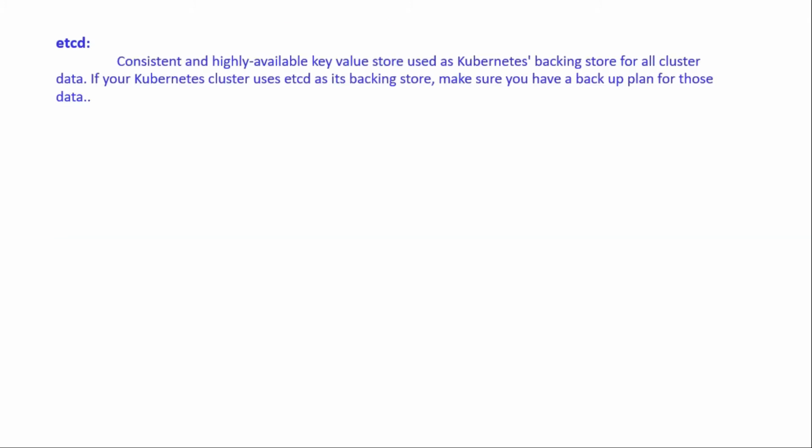etcd, a consistent and highly available key value store, used as Kubernetes' backing store for all cluster data. If your Kubernetes cluster uses etcd as its backing store, make sure you have a backup plan for that data. What is etcd? It is a storage where you persist your data in etcd whenever you do any task, any updates, any version. So all the information about your network and your Kubernetes components will be stored in it.